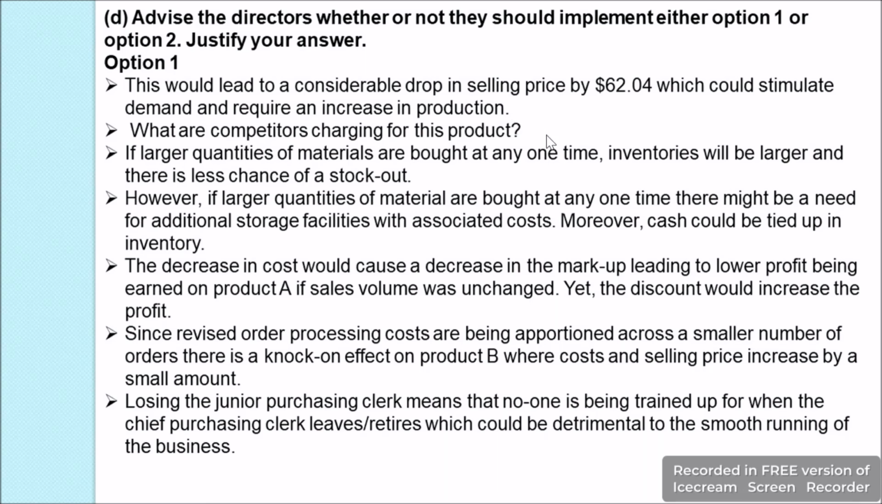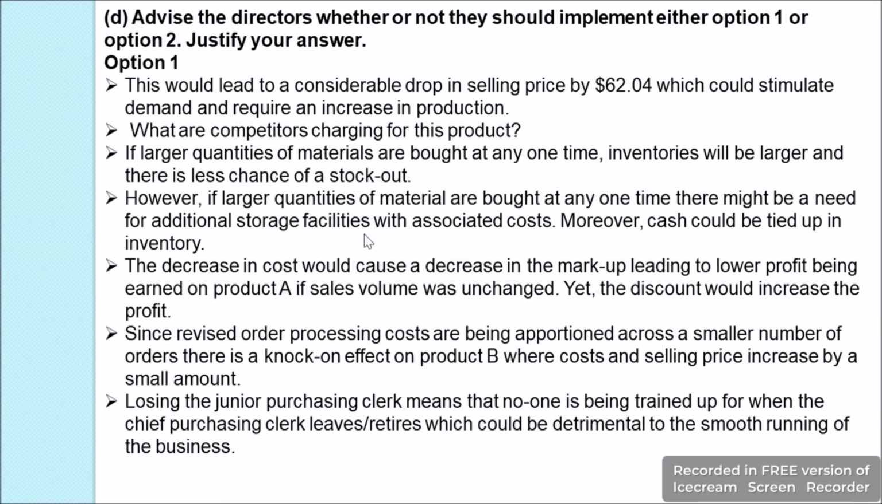And we also have to see how much the competitors are charging for this product. If the competitors are charging a higher price, naturally we will get the competitive advantage, and this will also lead to higher sales and higher profit for WJ PLC. Furthermore, when they purchase large quantity of material, there are less chances that they may go out of stock in case of scarcity, and they may always have some buffer available.